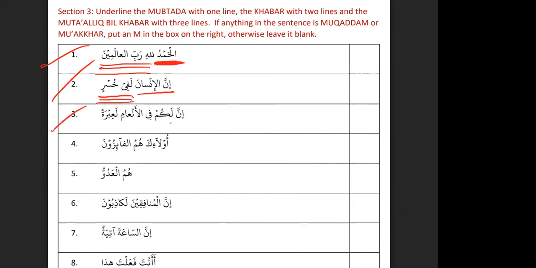So inna will have one line and these will have 3 lines. How can we translate this? Inna lakum fil an'ami la ibratun. Indeed, for you all in the cattle is an admonishment or a lesson. An'am is cattle. Okay. Isn't it going to be indeed a lesson? We say this first because it's mubtada. Indeed a lesson there is for you in your cattle. There is. Yes. Excellent. Jazakallah khair.